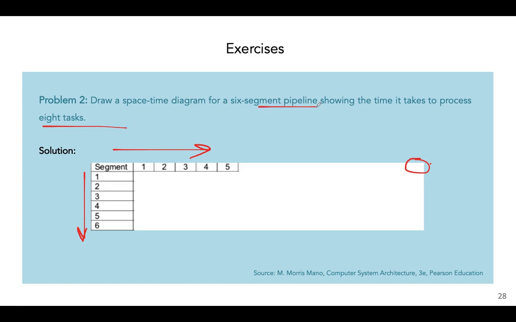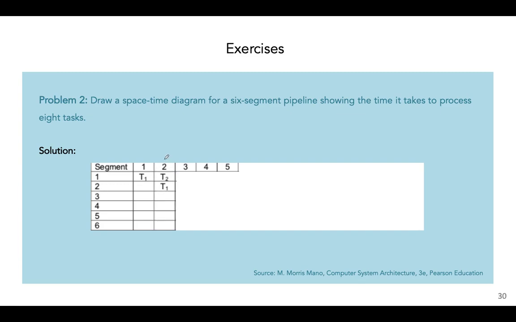And then we start filling up entries in this table. So since we have 8 tasks, we can name them T1, T2, T3, T4, so on up to T8. Now when the first clock pulse occurs, segment 1 starts performing the first task, right? So when the first clock pulse occurs, segment 1 starts working on the first task. So segment 1 is the first segment in the sequence.